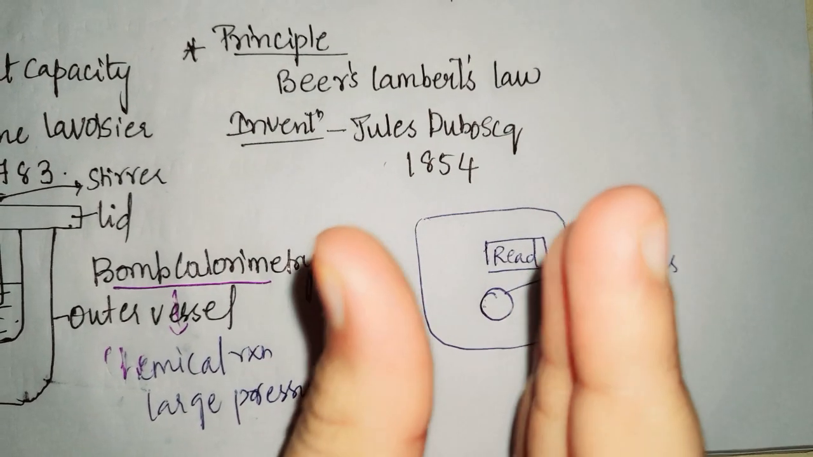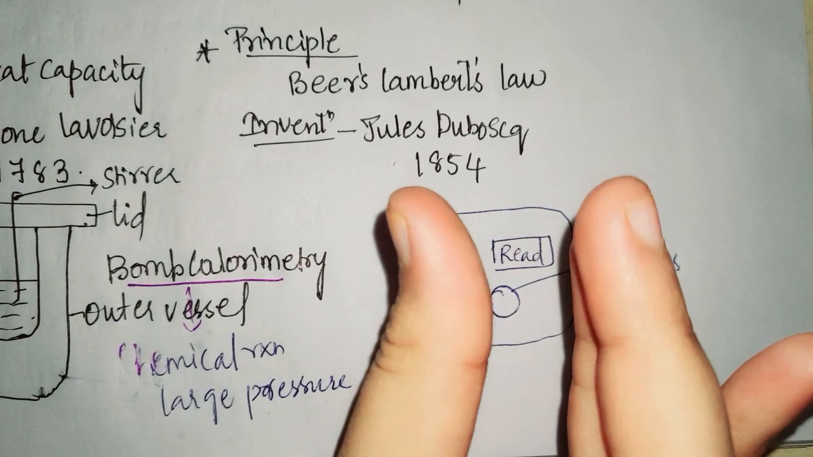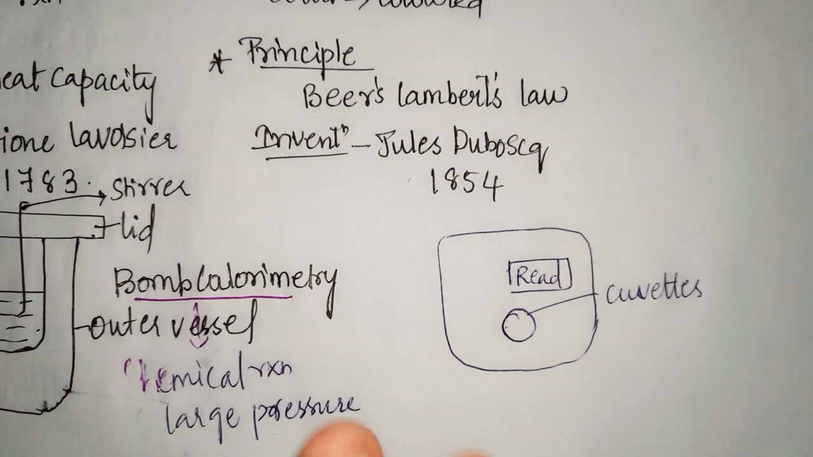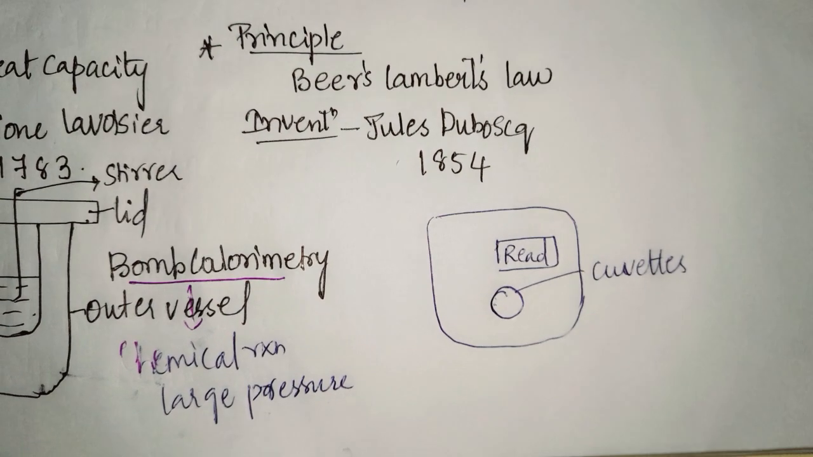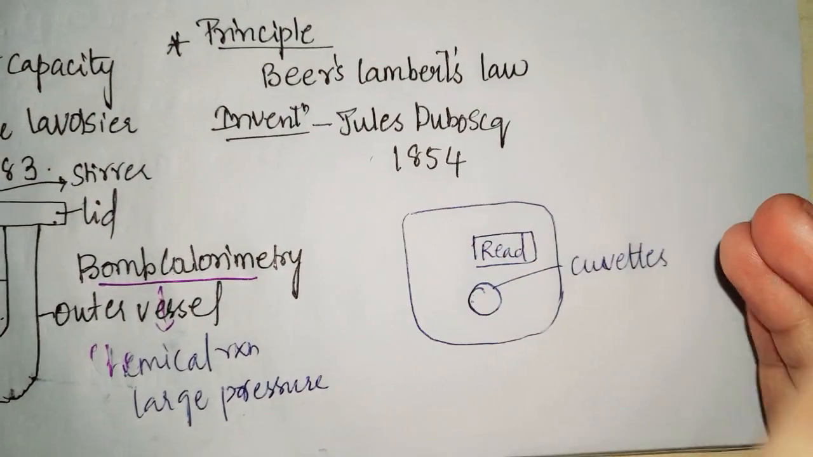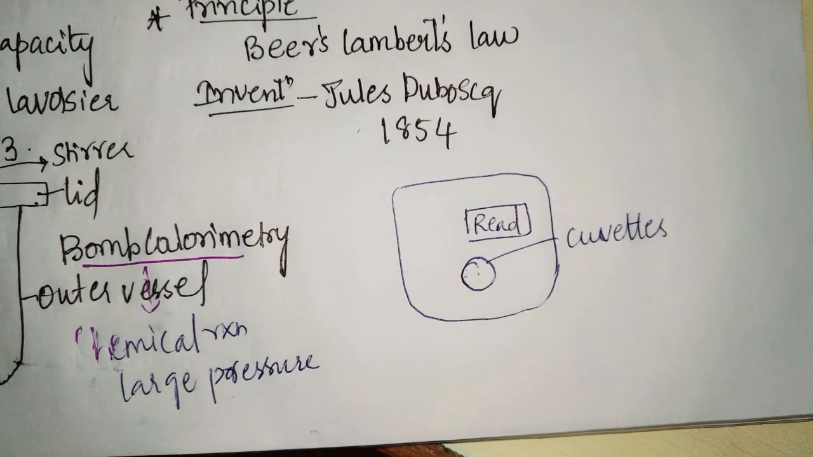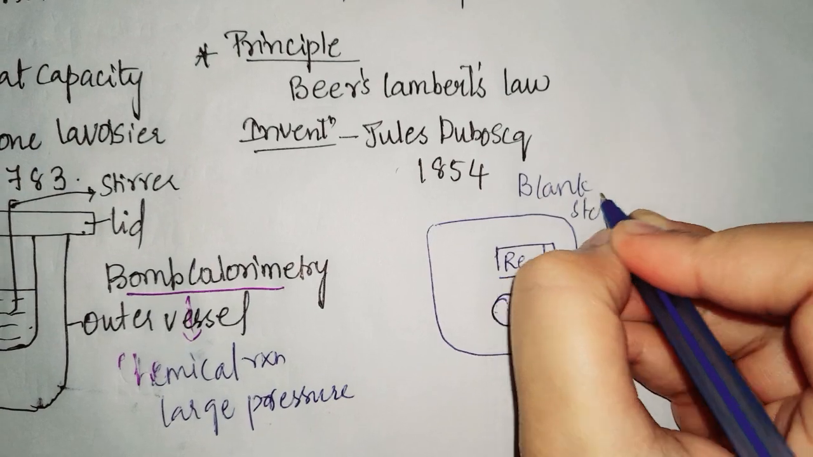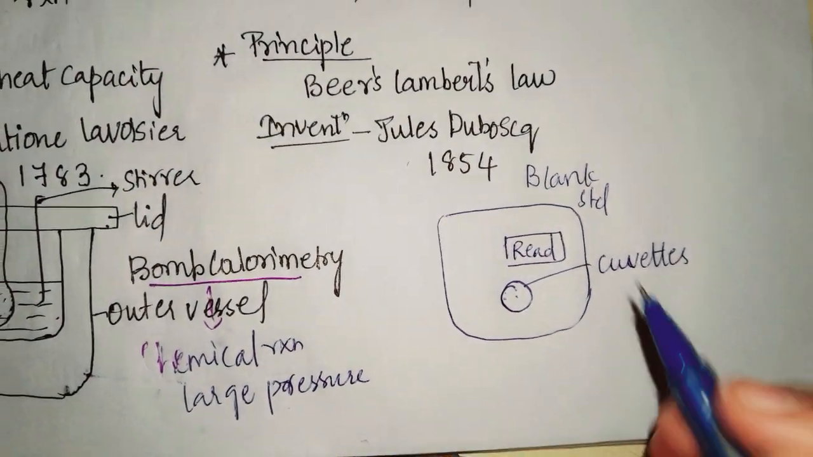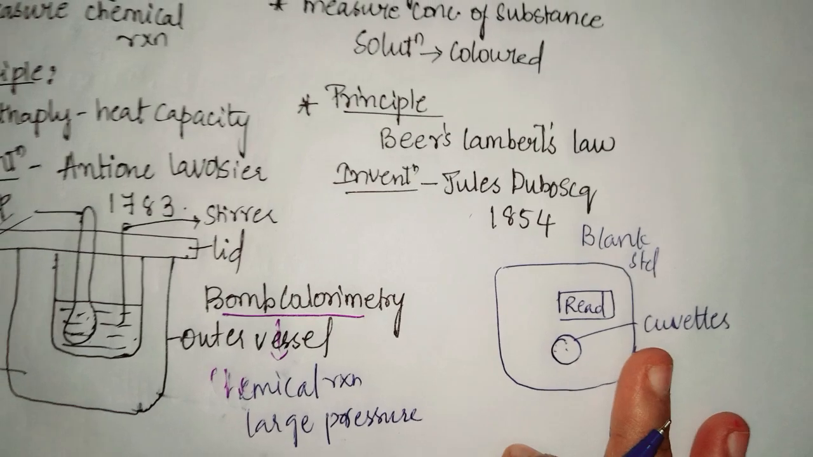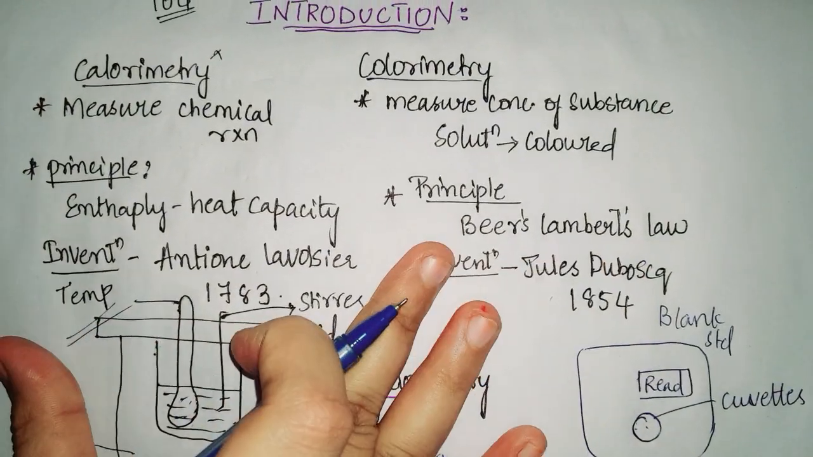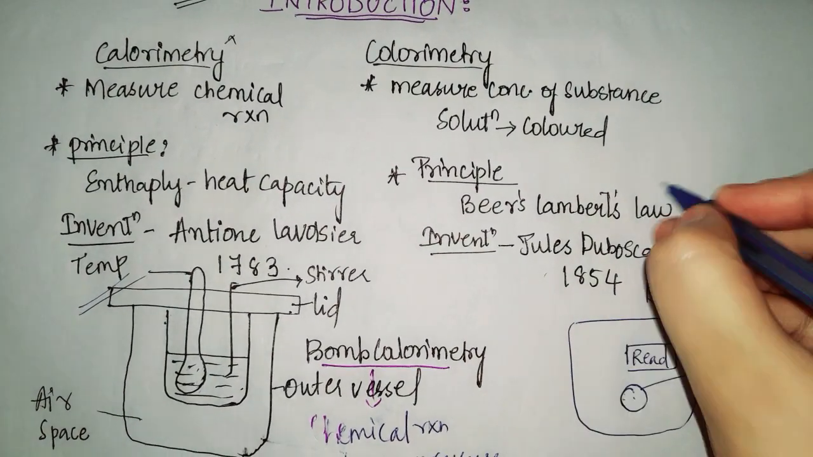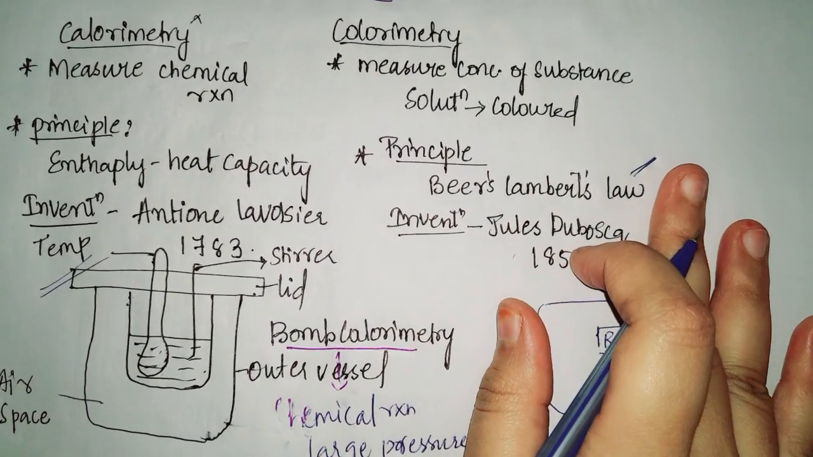Because if substance is on the walls of the cuvette, it can interfere with the particles and light cannot pass properly. That's why we clean the cuvette from outside, then insert it and take a reading. We'll keep blanks, and we'll keep standards as well in colorimetry. So this is how we are going to do it. Colorimetry is different and calorimetry is different. Now you know the calorimetry procedure and the colorimetry. We'll study this Beer-Lambert's law in the long answer of colorimetry.